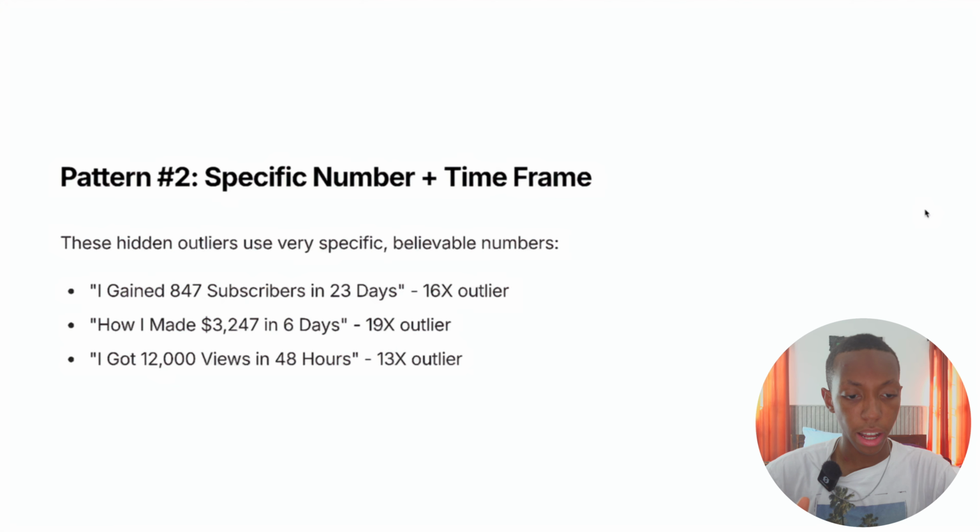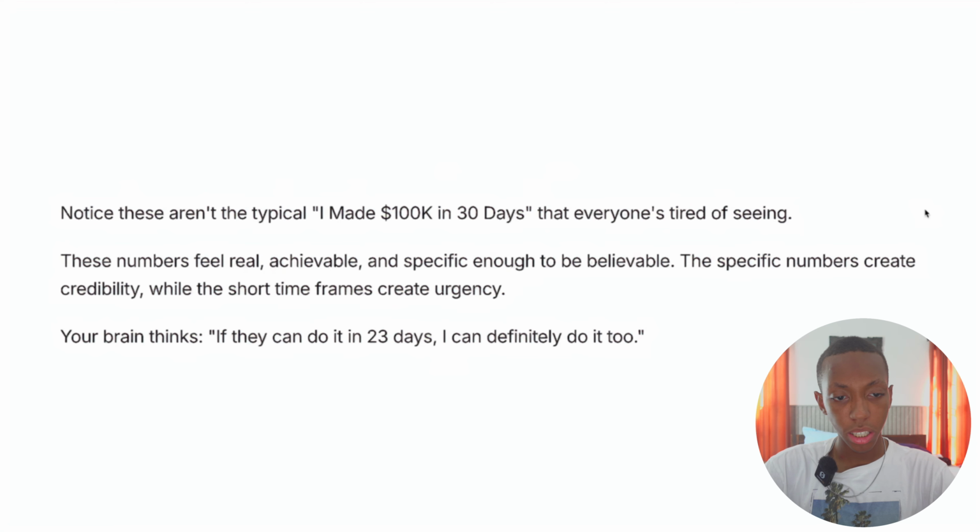And for another example, I got 12,000 views in 48 hours, something like this. Of course, you want to be more specific and make it less general and less broad. And notice these aren't the typical "I made 100K in 30 days" that everybody's tired of seeing. These are really specific in terms of different numbers in the title. It's a little bit different. These numbers feel real, achievable, and specific enough to believe.